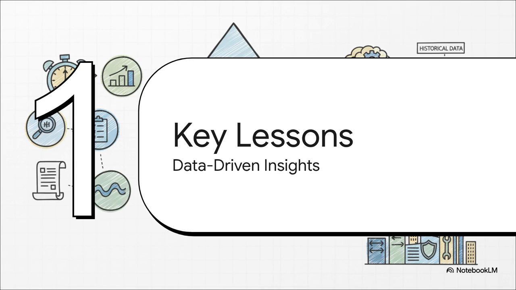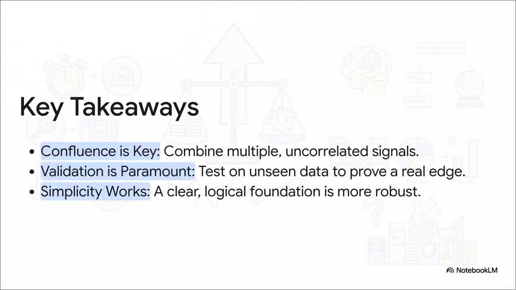So, after breaking this whole process down, what are the key lessons? What can we actually learn from this data-driven approach? 3 big lessons really stand out to me. First, the power of confluence. Never, ever rely on just one data point. Combining checks for price, momentum, and the market environment created a way more reliable signal.